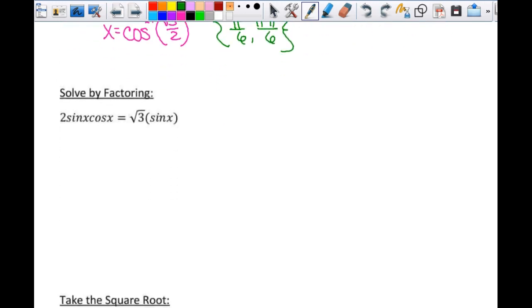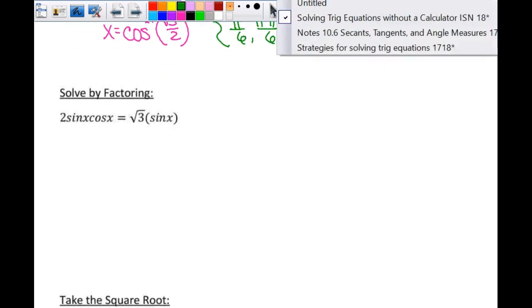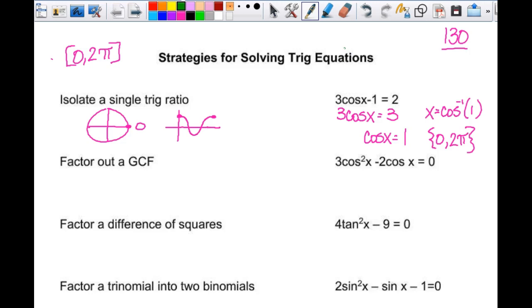Okay, so now we're going to go back to the yellow sheet. Remember I told you we're going to go back and forth here. And we're going to look at a couple of factoring things. First one is just factoring out a GCF. All right, this is a factoring problem, so what's your GCF here?